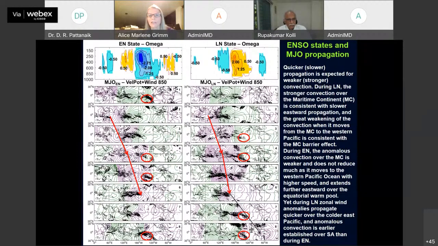During El Niño, the anomalous convection over the maritime continent is weaker and does not reduce much as it moves over the maritime continent to the Western Pacific. And it extends further during El Niño into the Central Pacific. Yet during La Niña, the zonal wind anomalies propagate quicker over the colder East Pacific, and anomalous convection is established earlier here over South America than during El Niño. During El Niño, the highest convection anomalies happen in phase one, and during La Niña in phase eight.